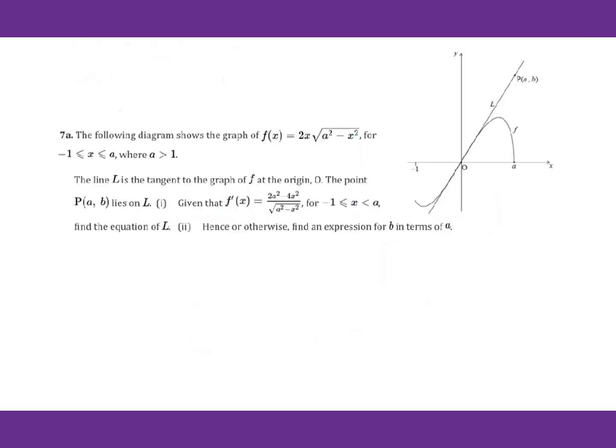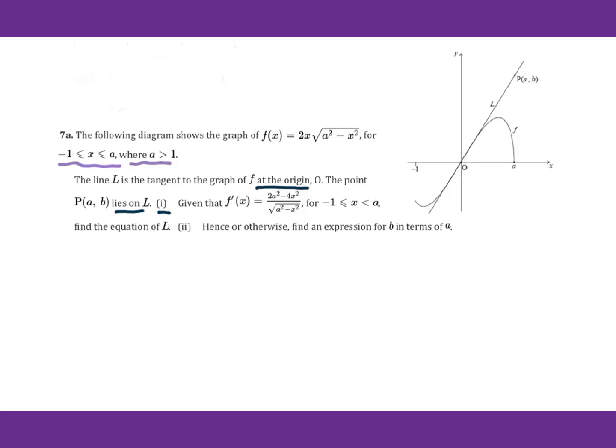Let's go to 7a. The following diagram shows the graph of f of x equals 2a squared minus x squared, for x between negative 1 and a, where a is greater than 1. The line L is the tangent to the graph of f at the origin. The point P(a, b) lies on L.